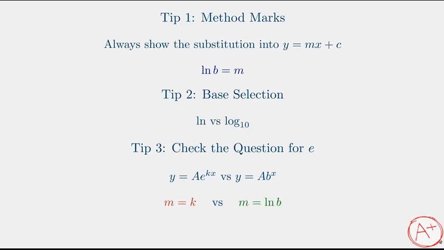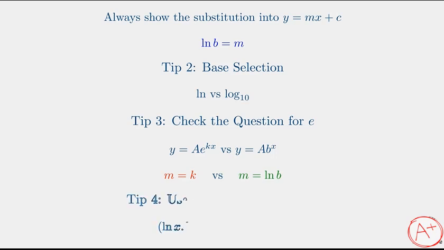In a power law question, the points given are often already the logged values. If the table says ln x and ln y, do not log them again. If the table just says x and y, you must calculate the logs yourself before finding the gradient.